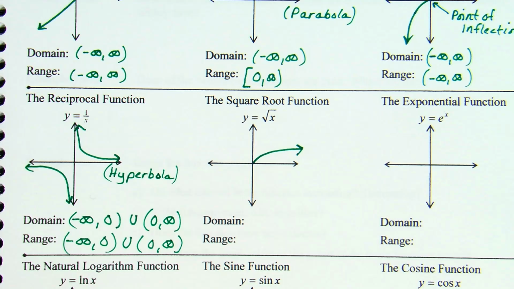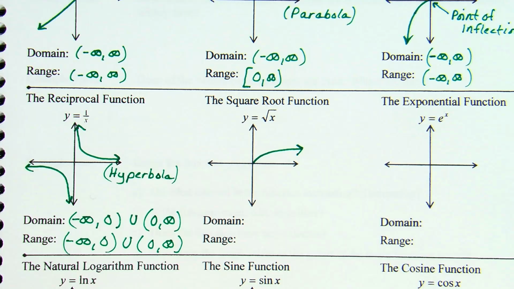Domain. Where do my x values start? How far left can I go? 0. Yes, this graph starts at 0. And 0 to where?